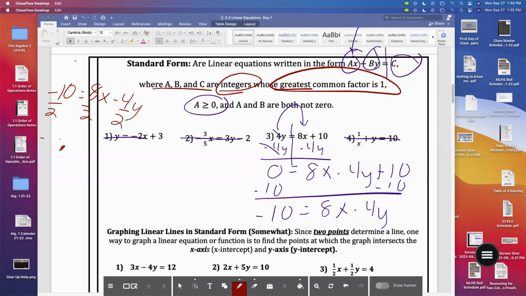Negative 10 divided by 2 is a negative 5. 8 divided by 2 is a positive 4. Don't forget your x. Negative 4 divided by 2 is a negative 2. And don't forget your y in that situation. And now you're ready. You'll notice that your x and y are on the same side. Your a is positive. There's no number that divides all 3 of those coefficients that's not 1. So now you're good to go. This is in standard form. Your a is going to be equal to the coefficient in front of the x, which in this situation is a 4. Your b is going to be the number in front of the y, which is a negative 2. And then your c is going to be whatever your constant is, which in this situation is a negative 5. And that's it.